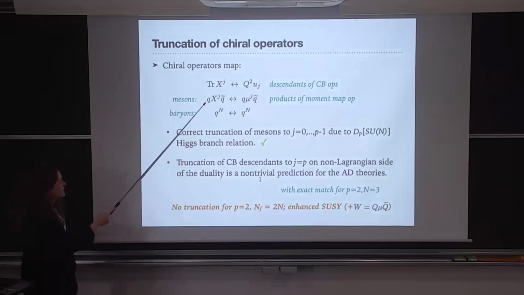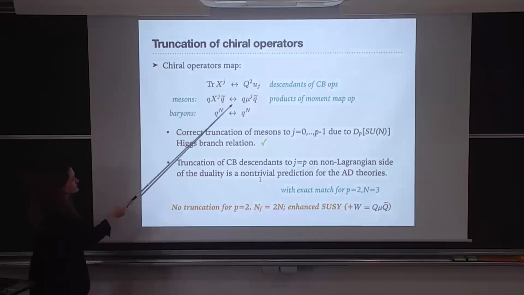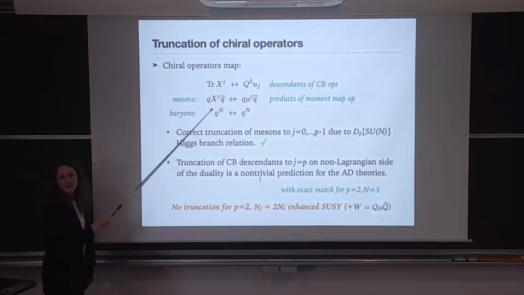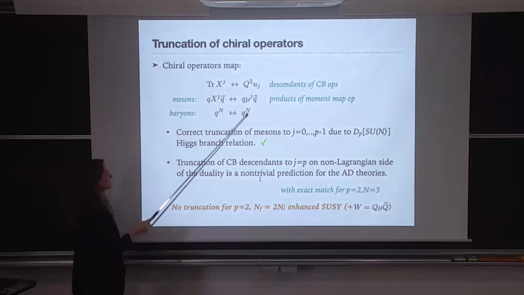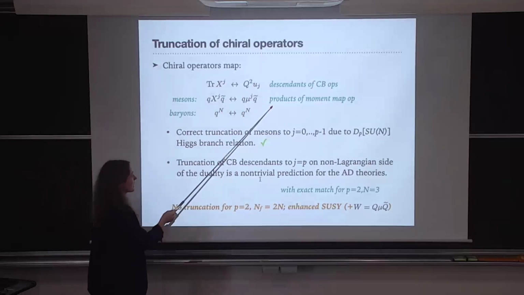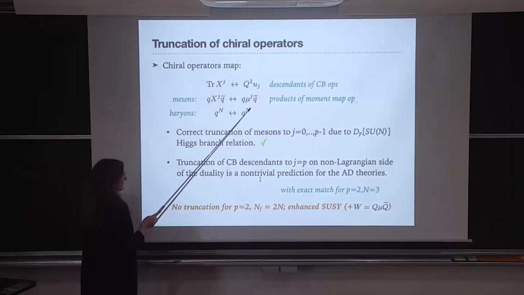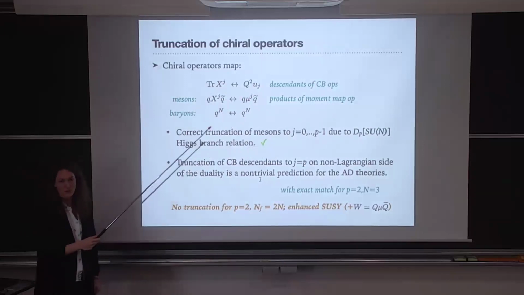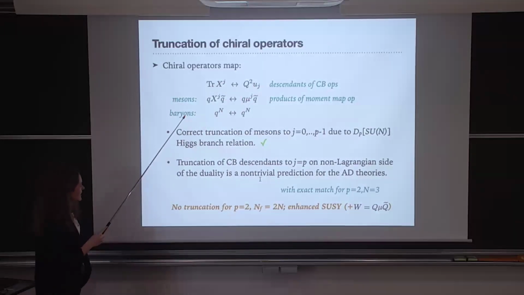I can match the mesons of the adjoint SQCD theory, like Q twiddle with some power of the adjoint in the middle, to products of our moment map operators with the Q and Q twiddle I have on the Argyres-Douglas side.